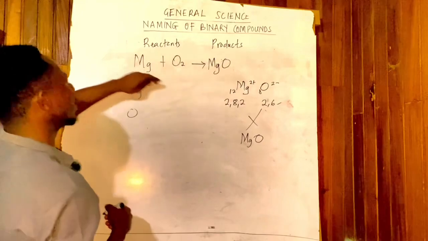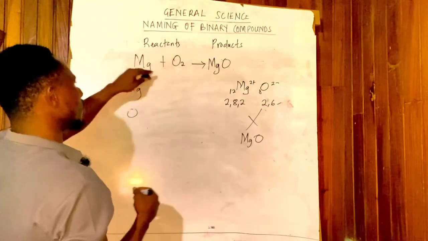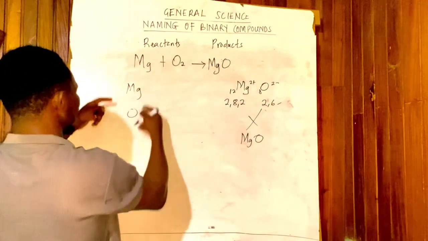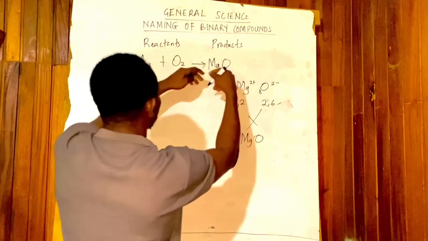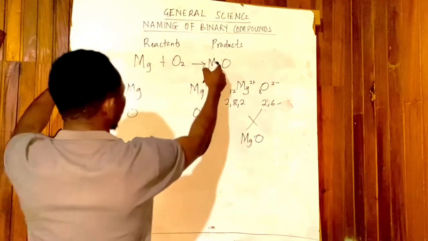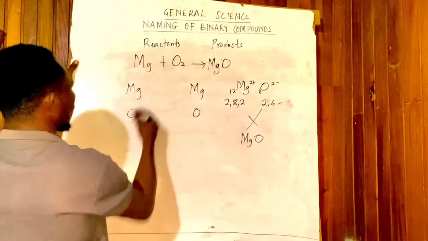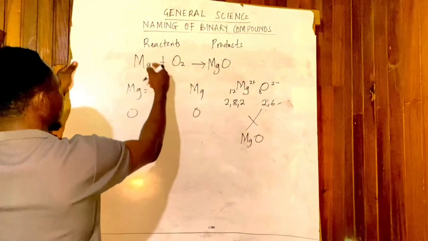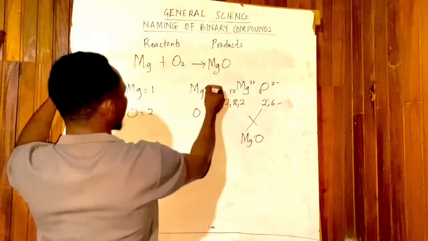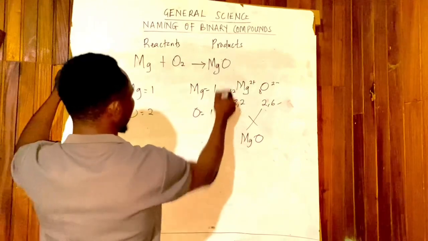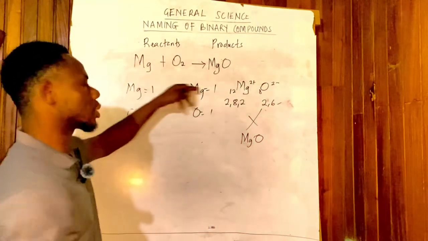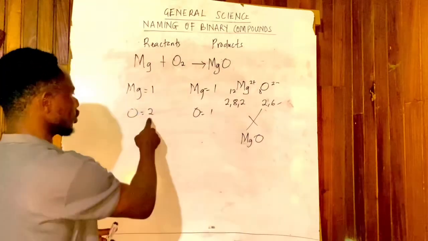So let me write the elements here, those which are reacting. What you write for the left hand side, you write the same thing for the right hand side. So there is also magnesium, same here, and oxygen. So magnesium atoms present here, there is 1 magnesium here, there is 2 oxygen, there is 1 magnesium, there is 1 oxygen. Now there is 1 here, there is 1 here. This is already balanced.